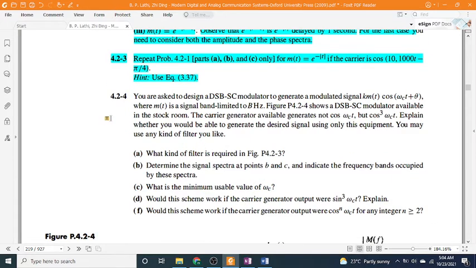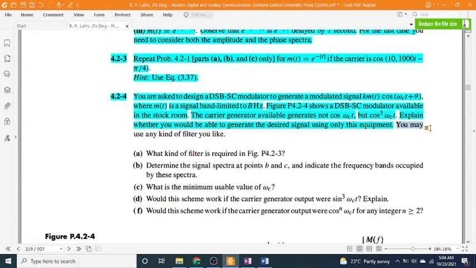Problem 4.2-4: you are asked to design a DSB-SC modulator to generate a modulated signal Km(t) cos(ωct + θ), where m(t) is a signal band limited to W Hz. Figure P4.2-4 shows a DSB-SC modulator available in the stockroom. The carrier generator available generates not cos ωct, but cos³ωct. Explain whether you would be able to generate the desired signal using only this equipment. You may use any kind of filter you like.